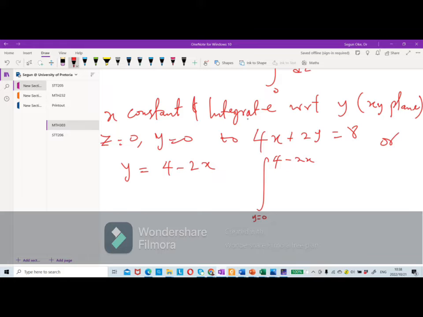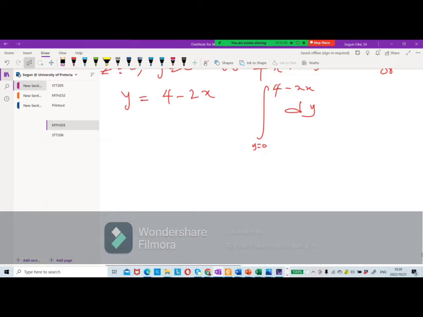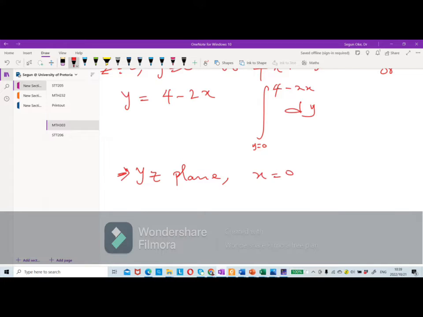But for the yz plane, we are talking about the y now, right? I'm just trying to break it down so that we can all understand it. For the yz plane, our x equals 0 to x equals what? Who can tell us?